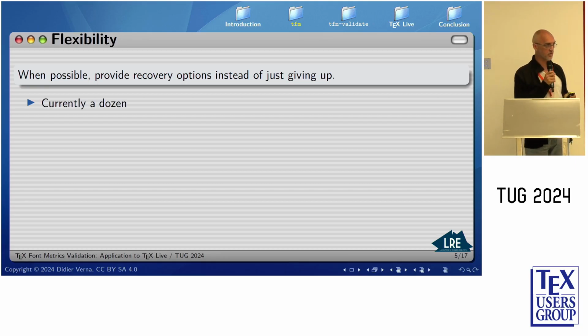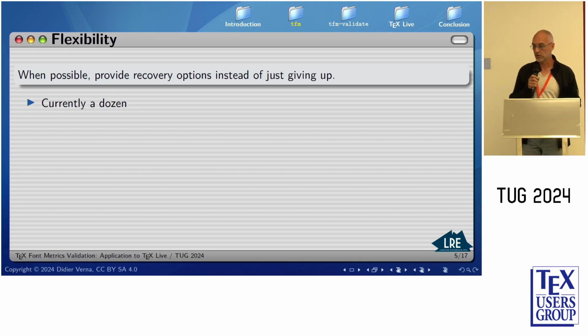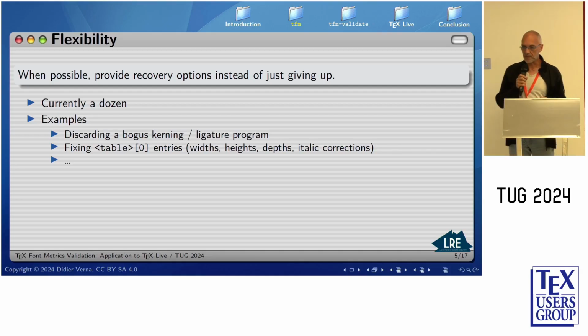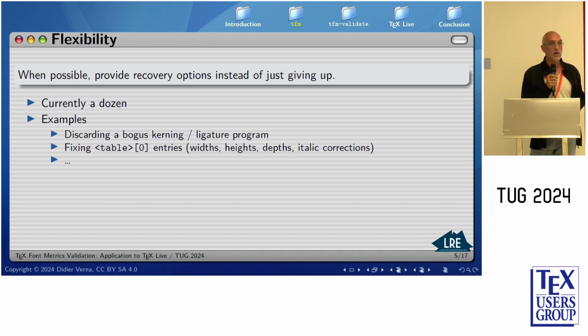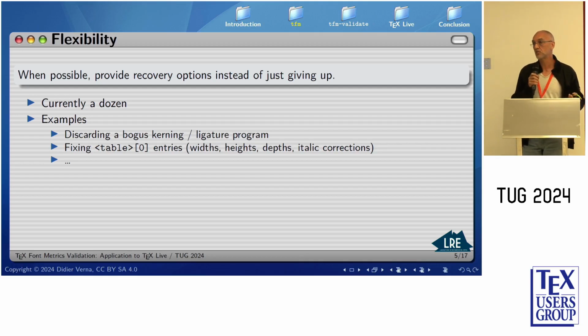A couple of examples of these. I've currently implemented a dozen or so recovery options in the library. Typical examples of recovery options that you could get would be, for instance, as I was mentioning before, discarding a bogus ligature or kerning program rather than just giving up, in the hope that the rest of the font is going to be functional, maybe at the expense of a ligature not being present in the output anymore. But if you can still keep on using the file, maybe that's something that you would like to do.